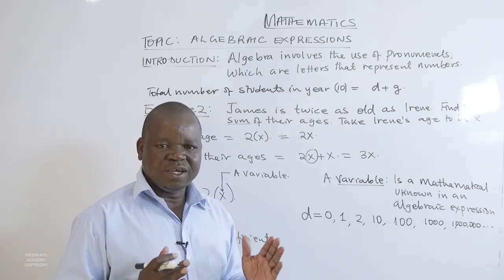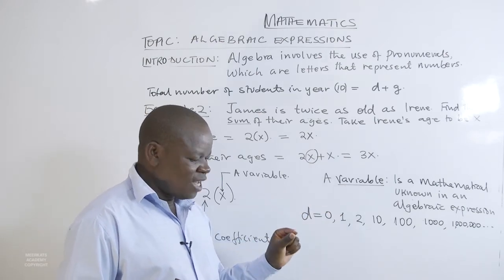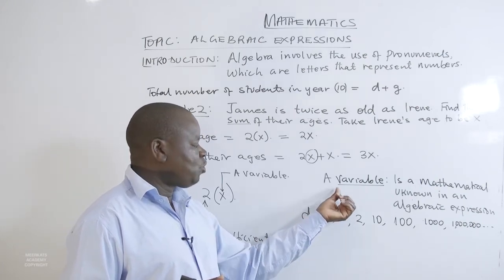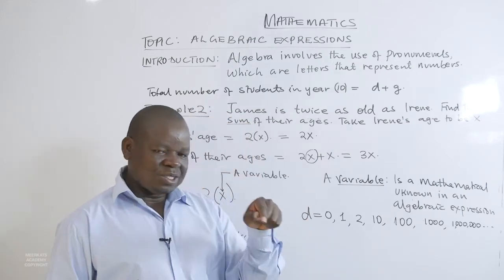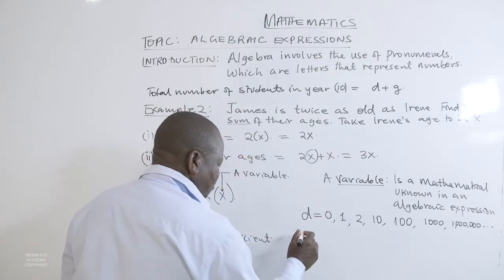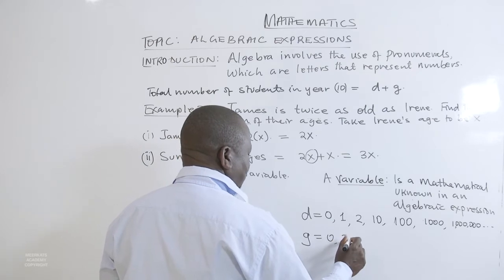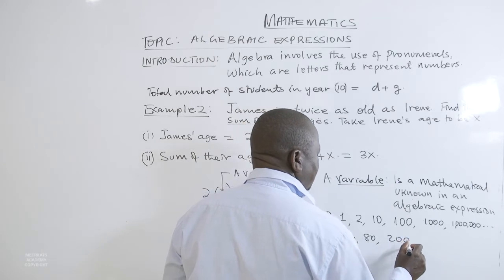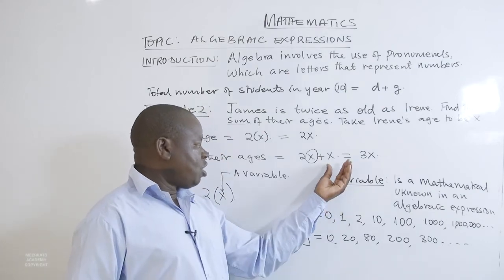You don't know the specific numerical value, and that's why it is called a variable, until we have a situation where a particular algebraic equation lets us solve for the exact numerical value of D. Until then we cannot ascertain that D is, let's say, 10. Similarly, G can be any number. It can be 0, 20, 80, 200, 300 and so on. That's why they are called variables.